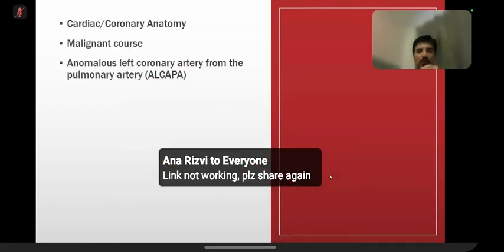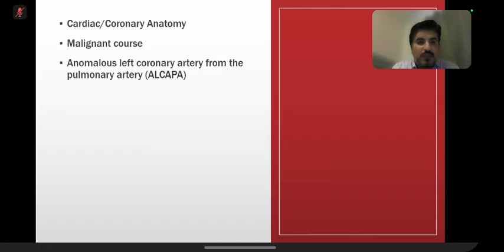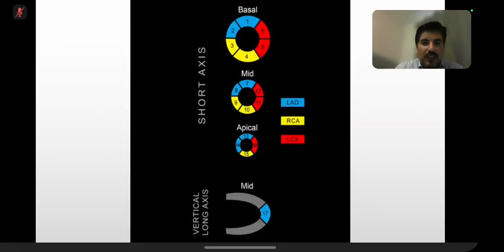So far we have covered the cardiac or coronary anatomy, we have covered the malignant course, and we have covered the perfusion of the coronaries, and we have covered ALCAPA, which is anomalous left coronary artery from the pulmonary trunk, pulmonary artery. So this is again regarding the perfusion.